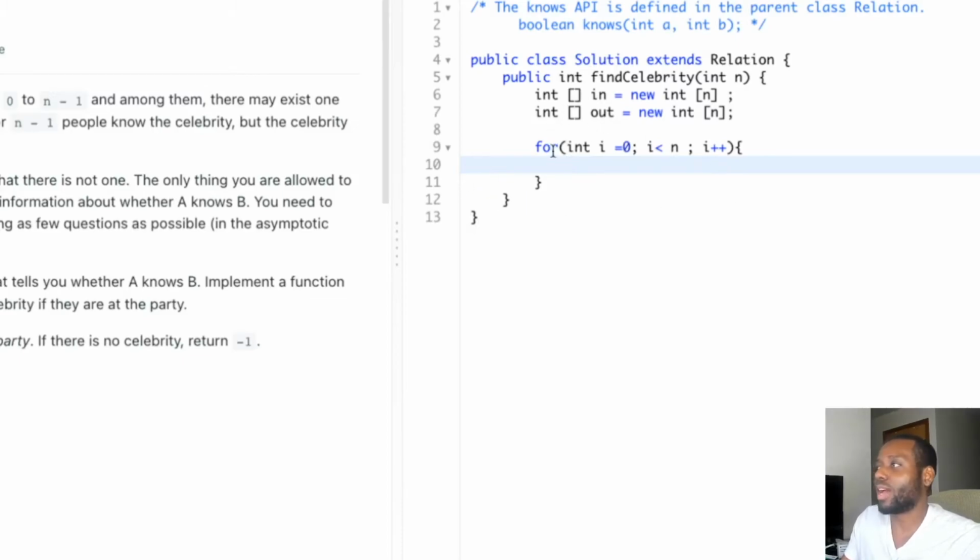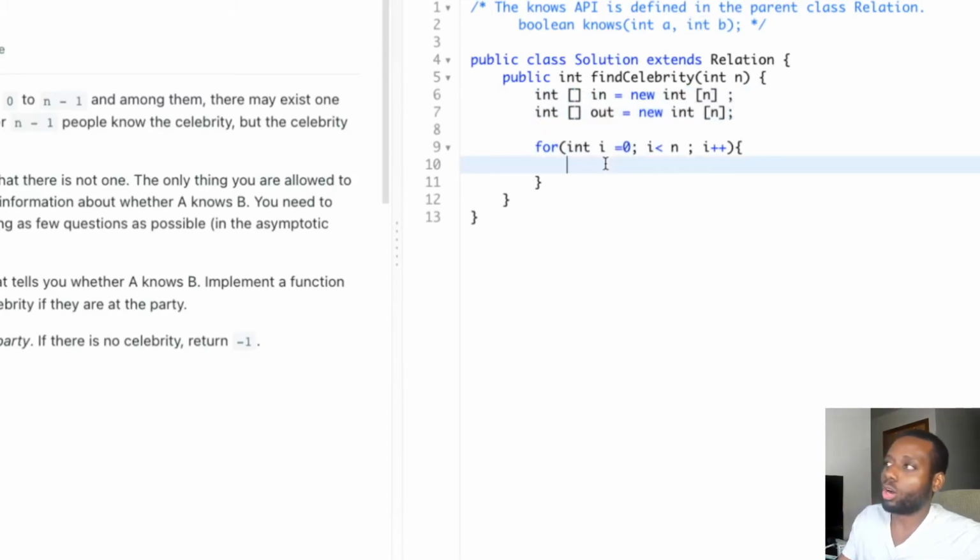You probably say, how can we build it? So how are we going to do that? The way we're going to do it is make calls to this API to let us know if a particular node knows this other node. And depending on the answer that we get, we're going to update those two arrays that we have.